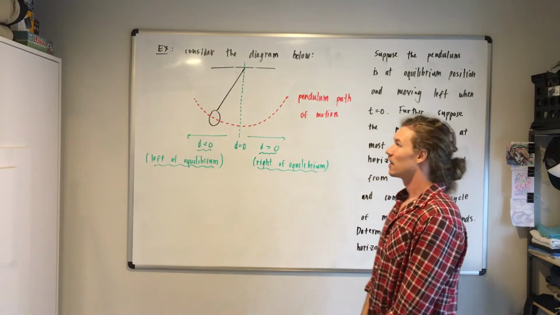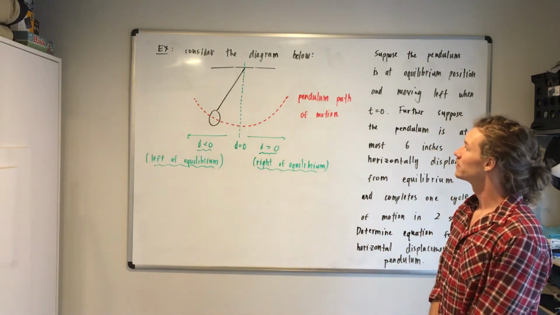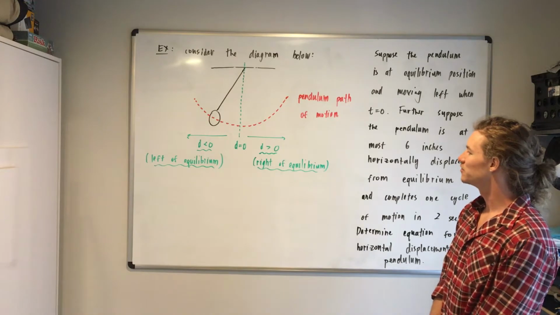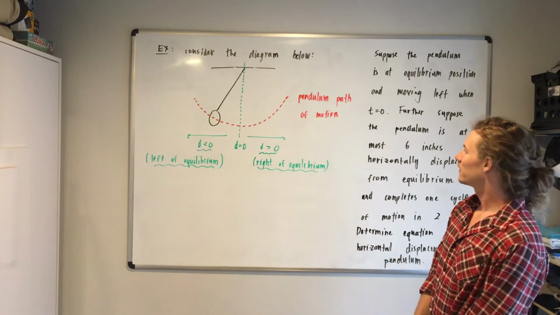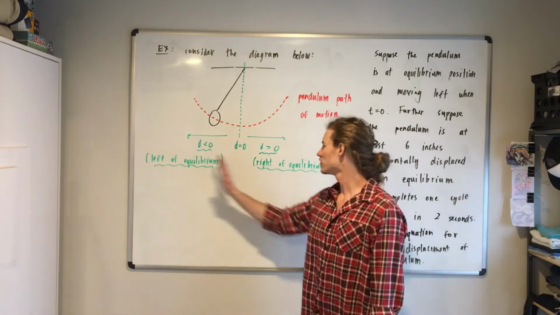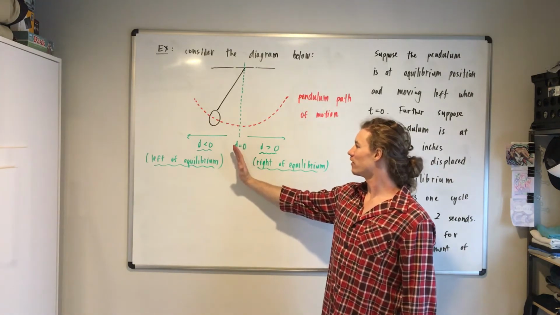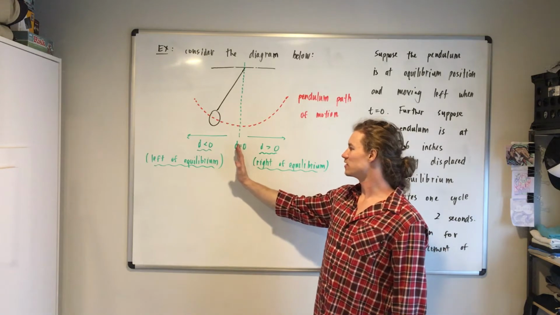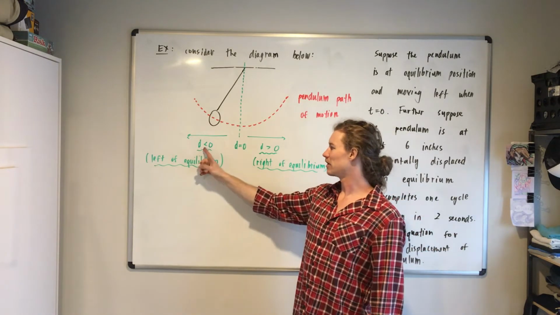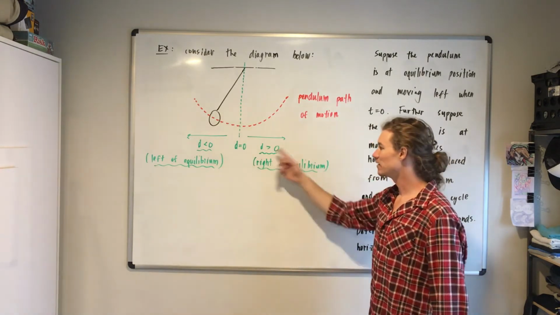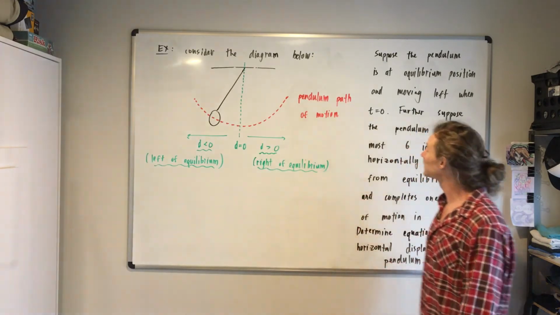Alright, let's look at this problem together. So here we have to consider the diagram for this pendulum in motion, noting that the horizontal position will be measured by this variable d, where when the pendulum is at equilibrium or at rest, the horizontal displacement is 0. To the left will count as a negative displacement, and to the right will count as a positive displacement.